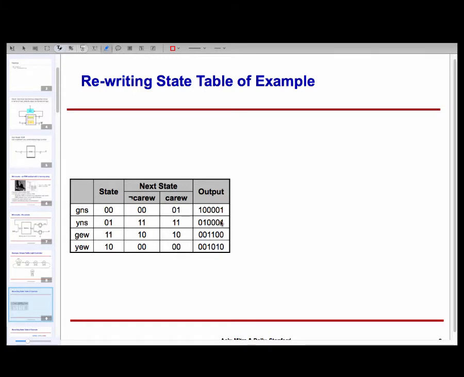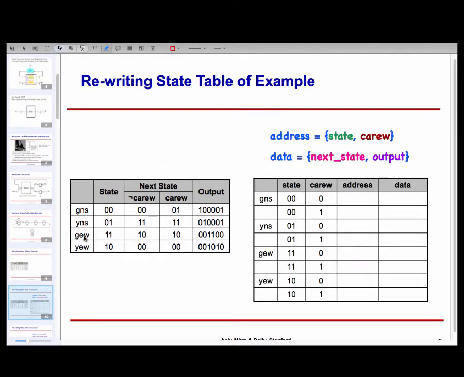Until now, the approach we knew was to take this and use Karnaugh maps or some other such tool to create the logic function corresponding to this. So I have 6 bits of output for the external world and 2 bits of next state. So I have a total of 8 one-bit functions. Each one of them takes 2 bits of state and 1 bit of car east-west. So 3 bits coming in, 8 bits going out. That's what our system looks like.